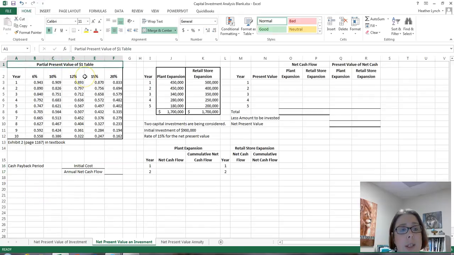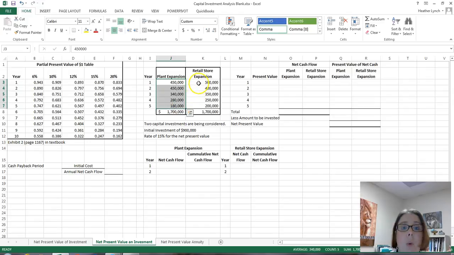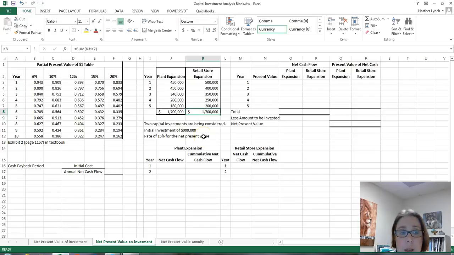So we're still going to use the same present value of one table. We're going to be looking at 15%. And what we want to do first is, I have this information. This is the net cash flows. We're expecting this amount for the plant. We're expecting this amount for the retail store. And they're both $1.7 million.